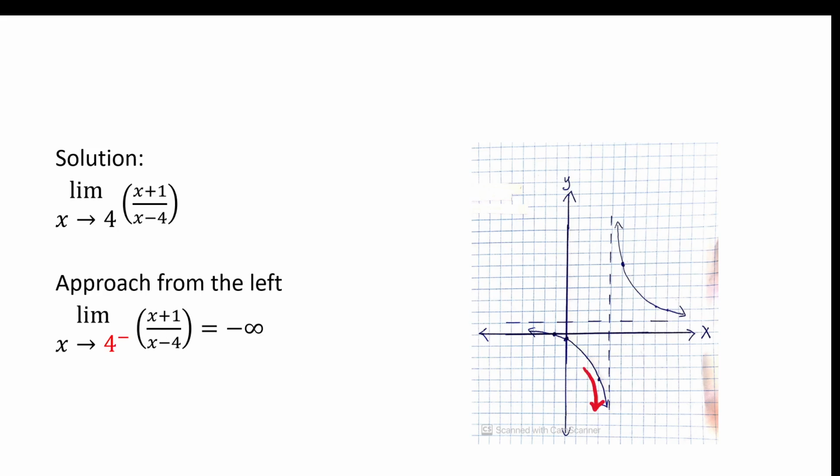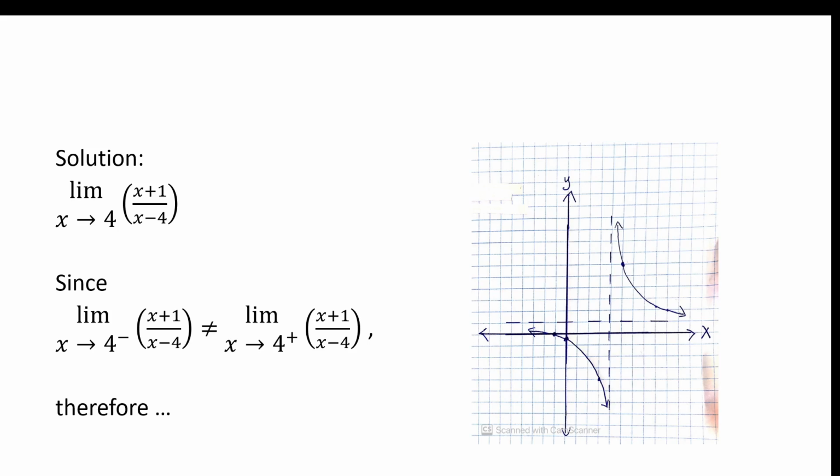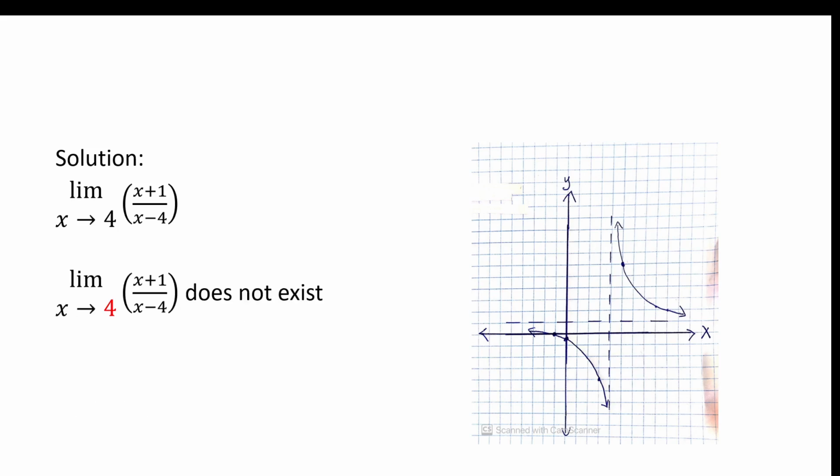Now, as we approach from the left-hand side, as x gets closer and closer to 4 from the left, we see that y shoots down to -infinity. And as we approach 4 from the right, as x gets closer and closer to 4, but from the right-hand side, and we trace along the function, we see that our y value shoots up to +infinity. So since those two limits don't exist, since the two one-sided limits don't equal each other, we can say that the limit as x goes to 4 of that rational function does not exist.